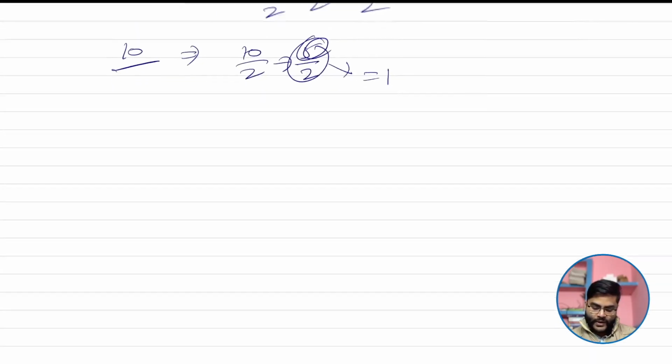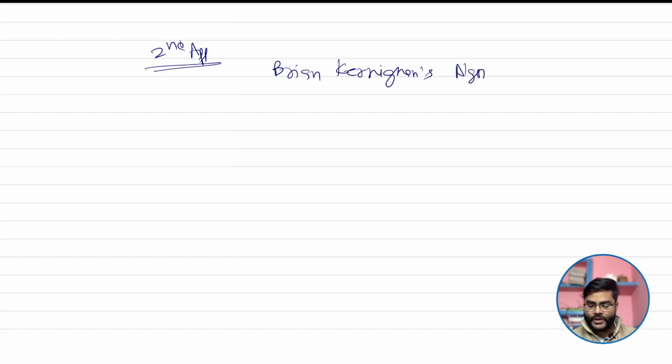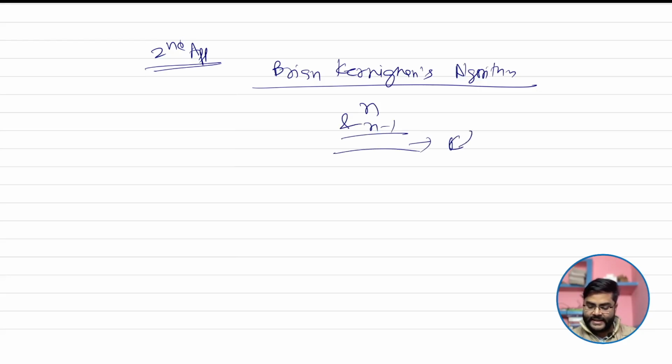What can be my second approach? Just remember this algorithm: Brian Kernighan's algorithm. Please remember this. What does it say? It says that if you take n and n minus 1, it will clear the rightmost set bit. How can we use this algorithm here?